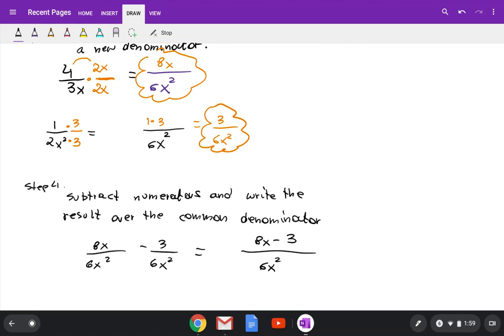And that's it. Step 5 was simplify, but here in 8x minus 3, there is nothing which you can factor out. There is no greatest common factor. And 6x squared, we're just going to leave it the way it is. So this is your final answer. Okay, we're going to practice more. I have more examples for you.